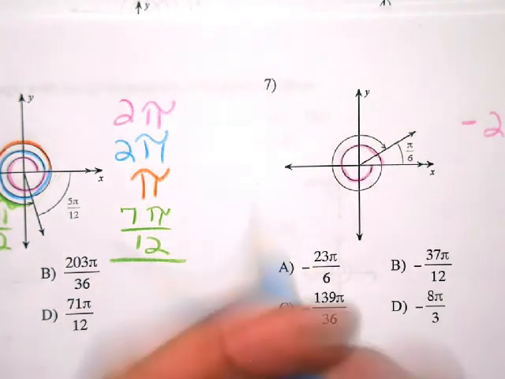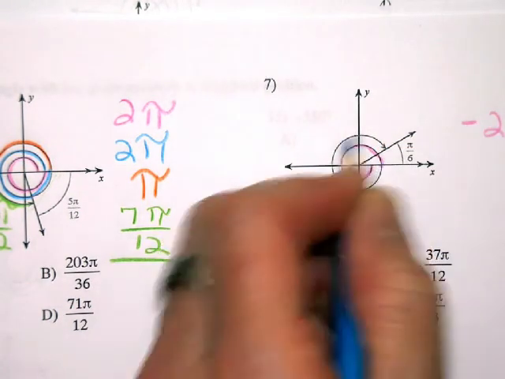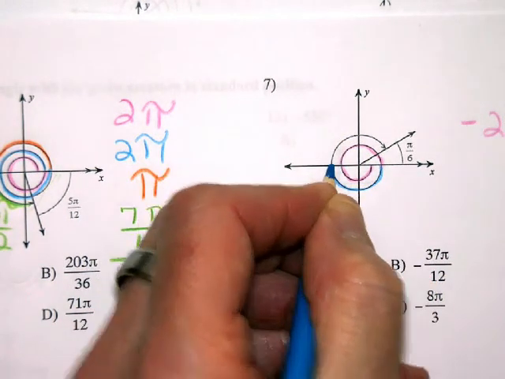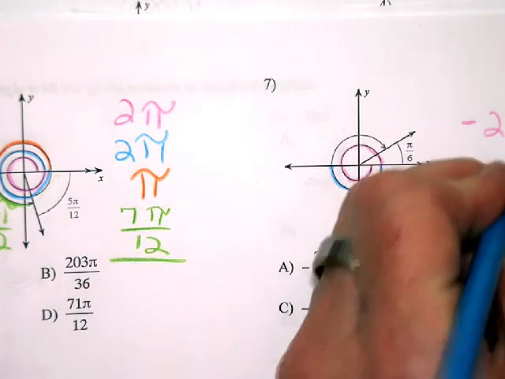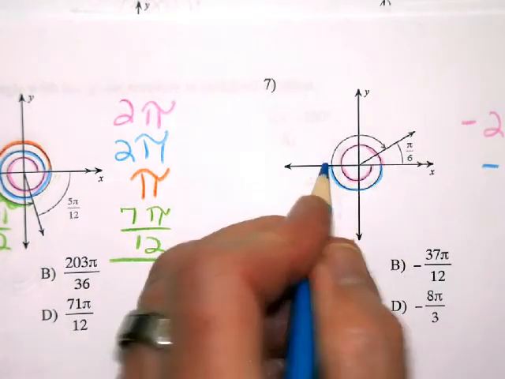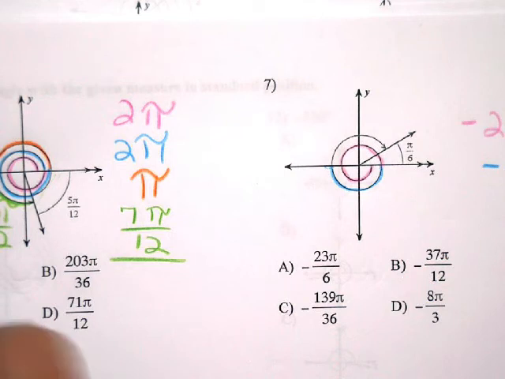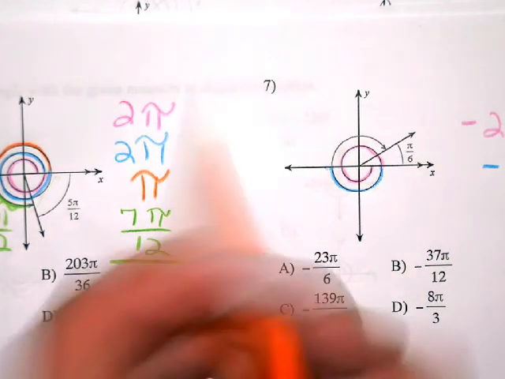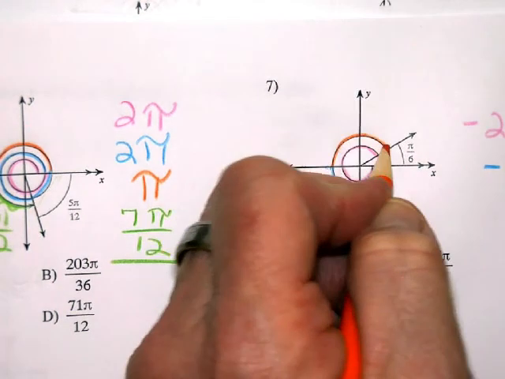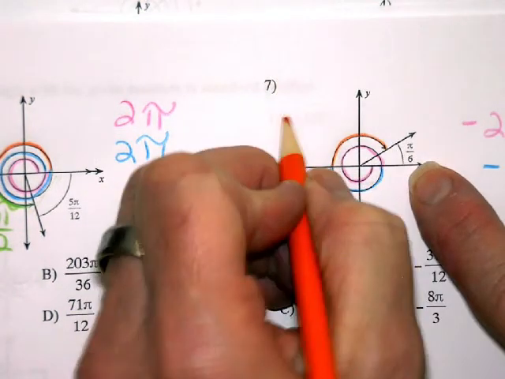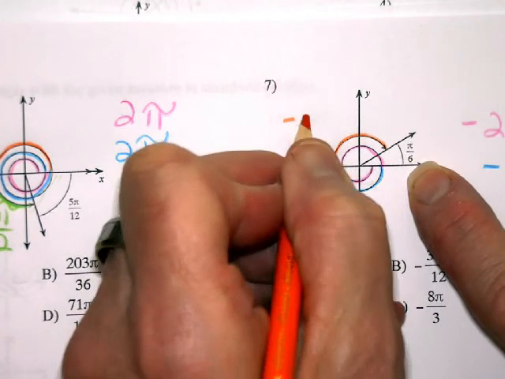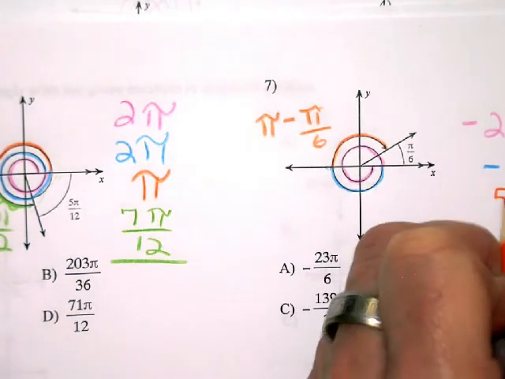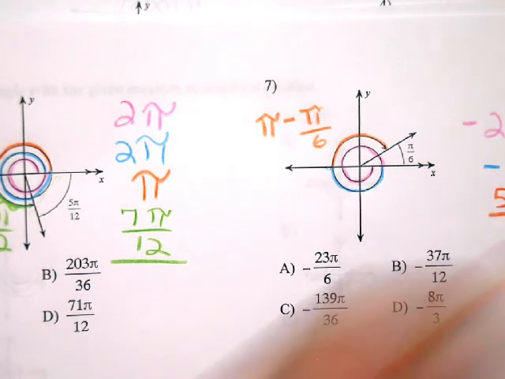So I went a negative 2 pi. Okay, this I can't go all the way around again, so this is what I messed up on too. All the way around again is 1 pi negative. Just halfway around again, and then I have to figure out what part of pi is left when I take away pi over 6. So that's 5 pi over 6.